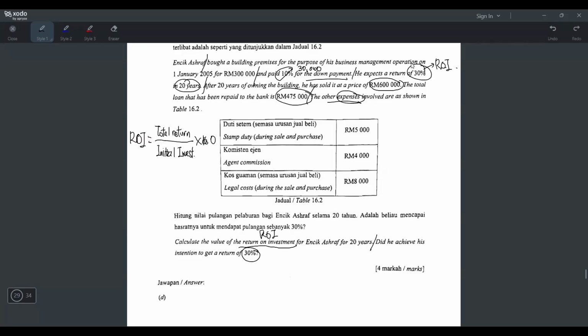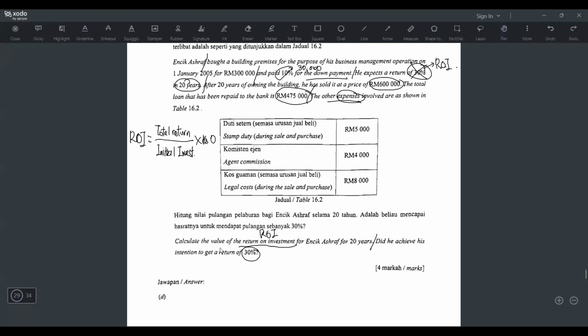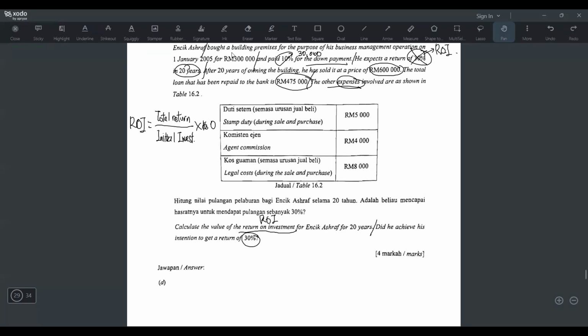I don't think you can use the 30% as information. You cannot use it because they are asking you, did he achieve 30% return, right? So you cannot look at the 30% first. You have to find your own ROI and then compare your ROI with the 30%. So first we will use this formula. First thing is to get the total return. So I will write down total return here, or you can say total profit. Return means profit.